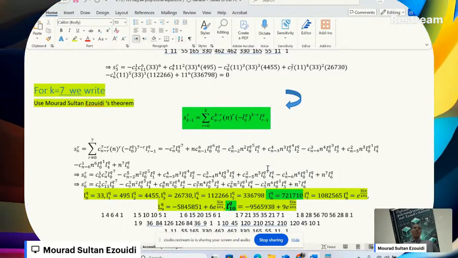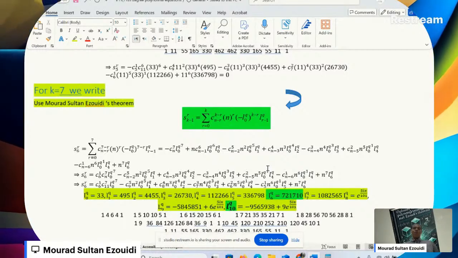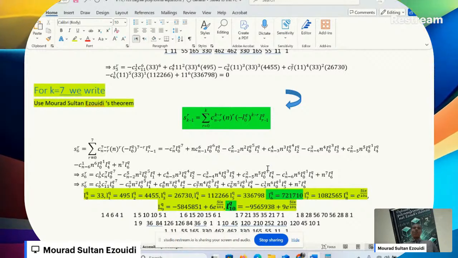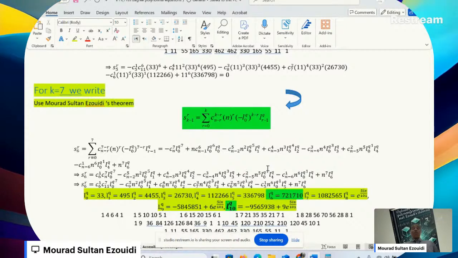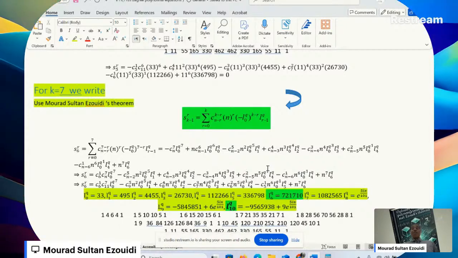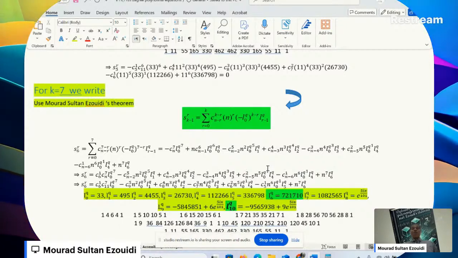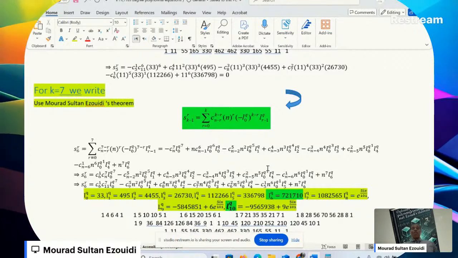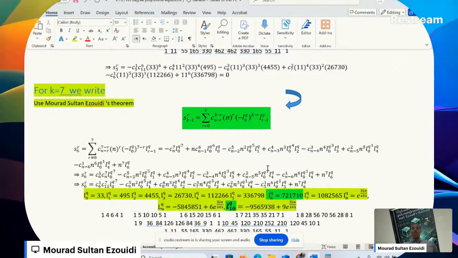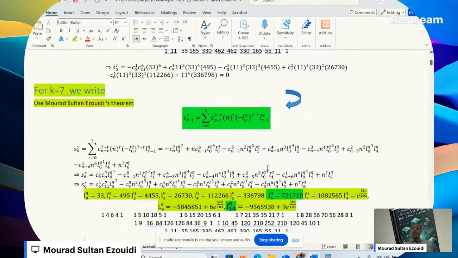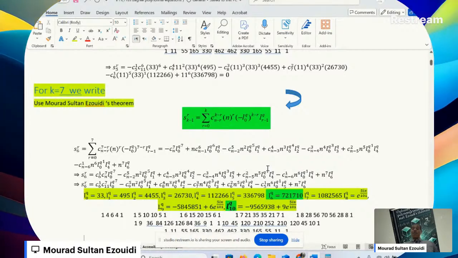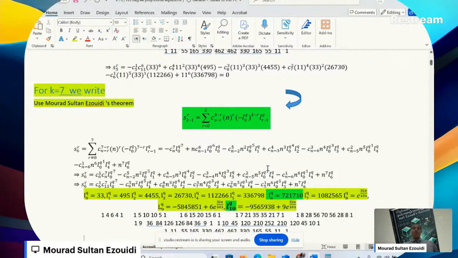So we can say that this theorem is not only powerful, it's a new chapter in the story of mathematics. It's a new chapter in the story of mastering the solution of the nth degree equation and mastering the solution of the nth degree polynomial equation. Of course, using Mourad Sultan Ezouidi theorem.